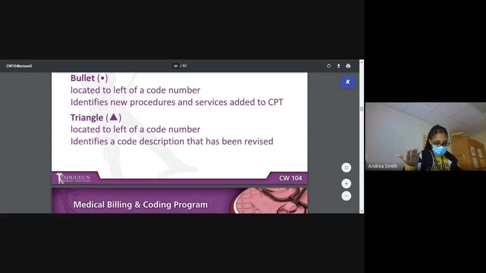So on 310, if you look up to 74018, that is a new code. I don't see one with a triangle, but I do see one with a double triangle. The double triangle means that it's deleted, but we haven't got that far yet.